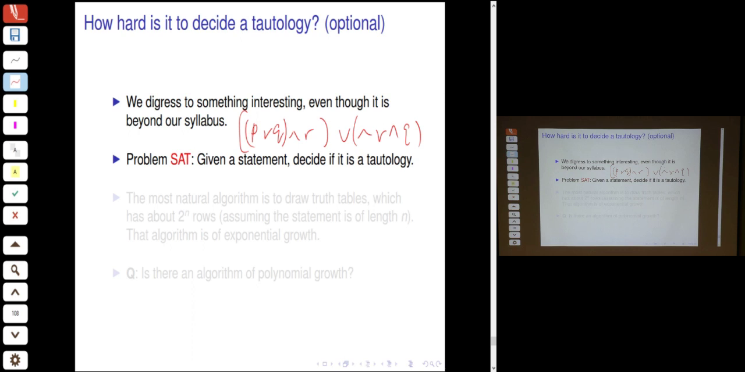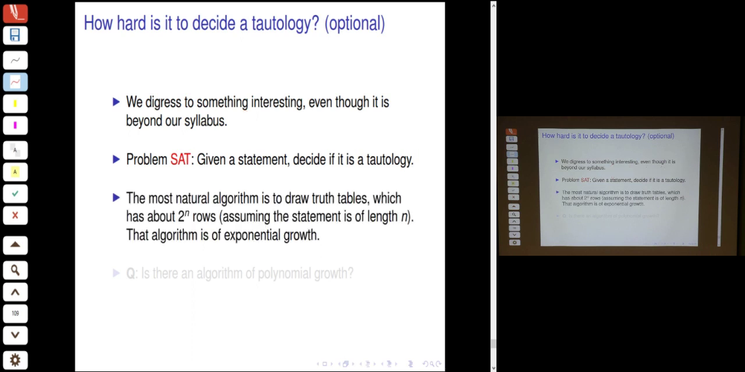You tell me whether this is a tautology. Well, you can tell, right? So the most natural algorithm to decide whether this is a tautology is you draw a truth table. You draw a truth table, then look at the last column. If always true, then it's a tautology.